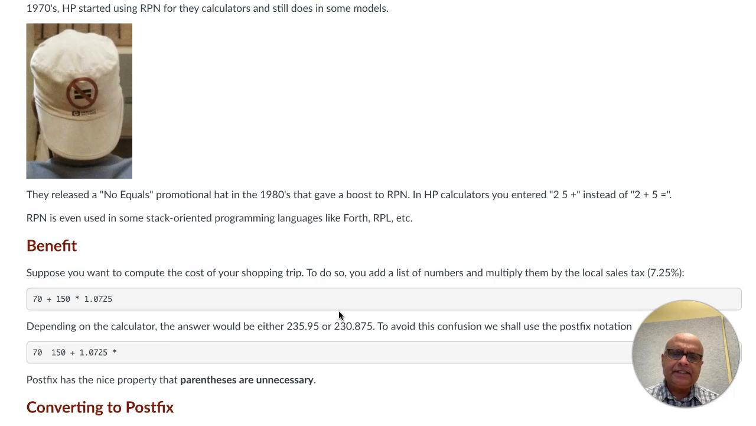Let's assume that you have a shopping trip and you buy a couple of items costing 70 and 150 units of currency, and then there's some sales tax of 7.25%. Then you would have this mathematical expression, right? Now, if you put that in a calculator, depending on the calculator, you might get two possibly different answers, right? That's because of whether it evaluated as you typed, adding these two first and then doing the multiplication, or it waited till the end and then looked at precedence to do it.